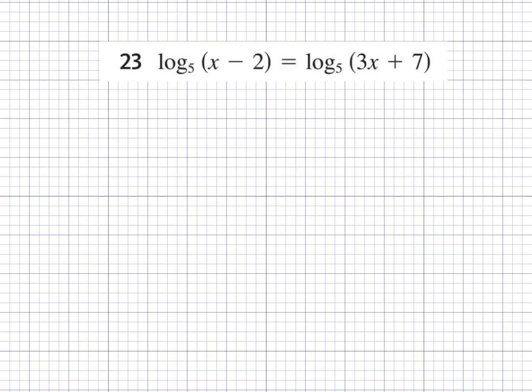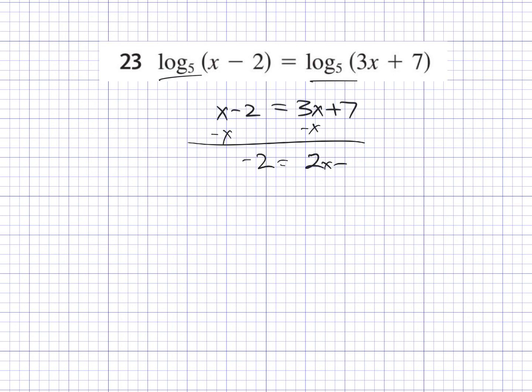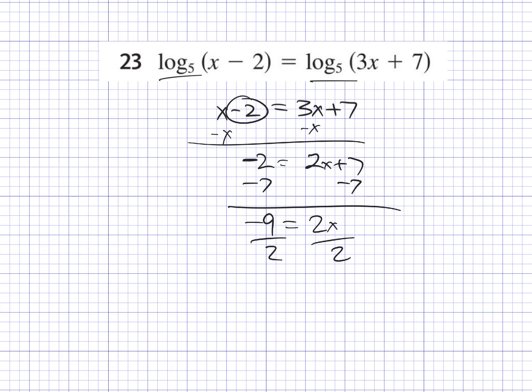Same thing here. Going a little bit faster, the bases are the same, so x minus 2 has to be equal to 3x plus 7. Okay, so let's subtract x. And -2 equals 2x plus 7. Don't drop that minus sign on the 2. It's -2. And let's subtract 7. That's -9 equals 2x. Divide off the 2. So -9 halves is equal to x.